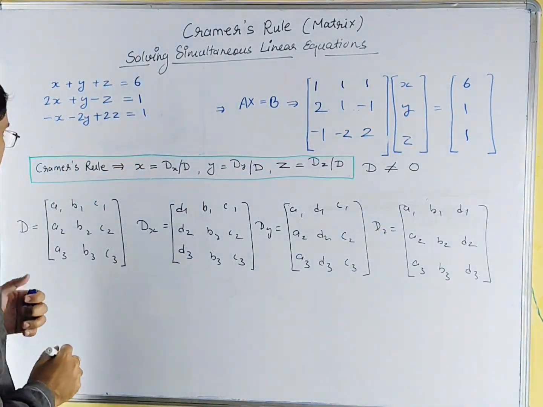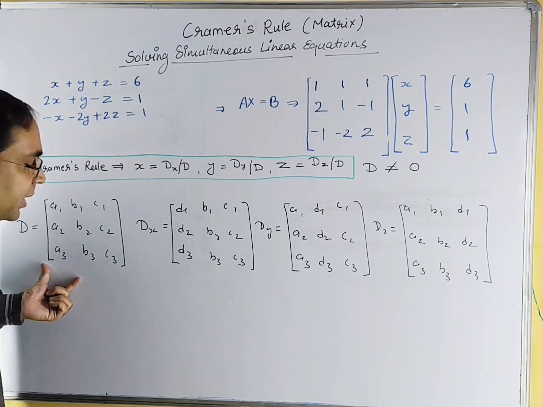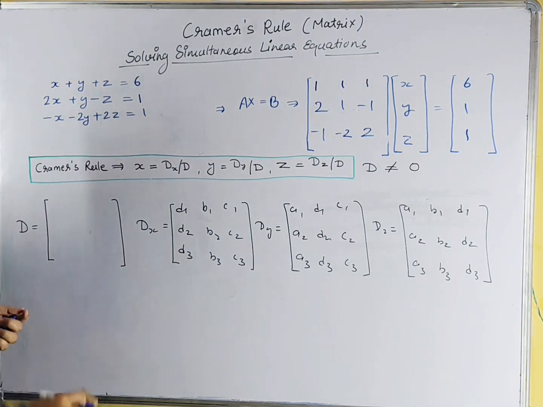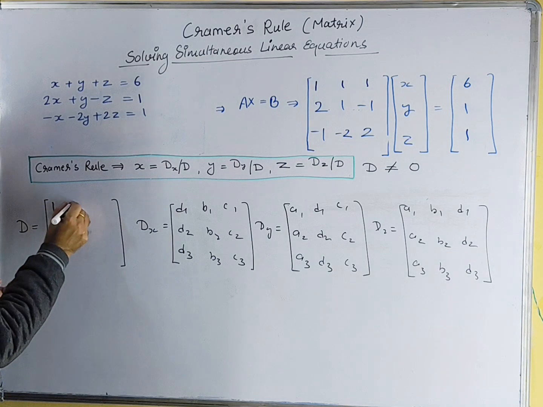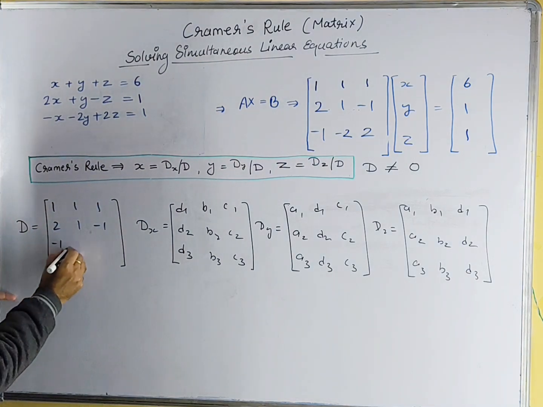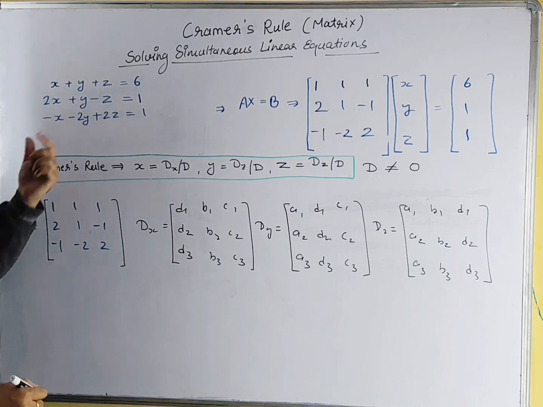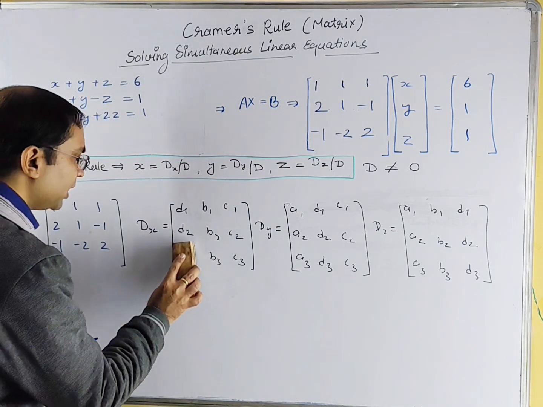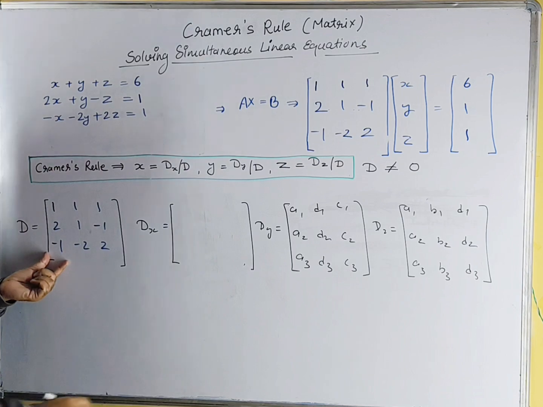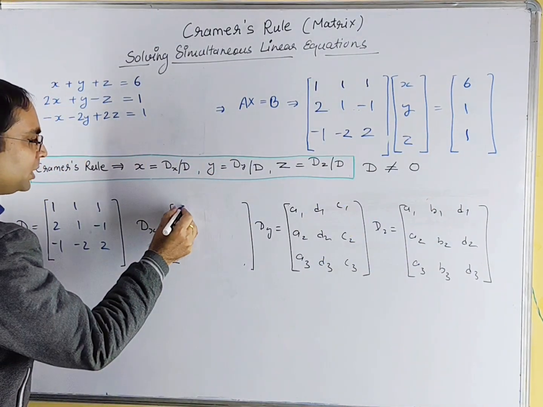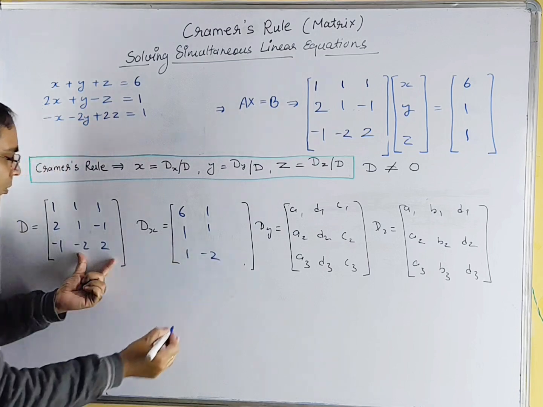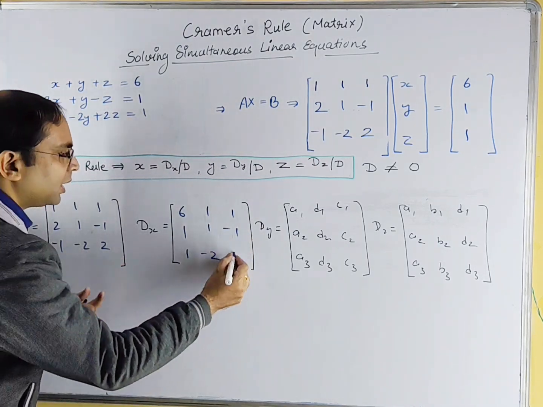Now we need to construct these matrices. We need to construct this matrix D. For that we will have the coefficient matrix here: 1, 1, 1, 2, 1, minus 1, and minus 1, minus 2 and 2. So this is the coefficient matrix. In the second matrix, the first column will be replaced by the solution. So this will be 6, 1 and 1, and the rest will remain the same. So this is 1, 1, minus 2, and 1, minus 1 and 2.